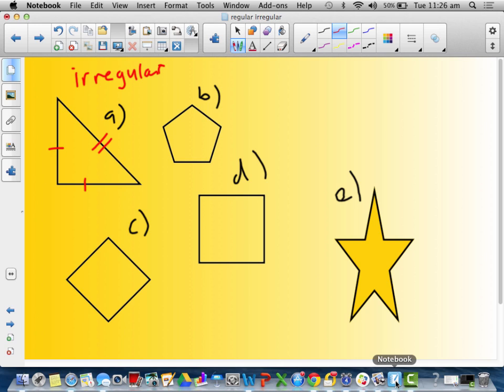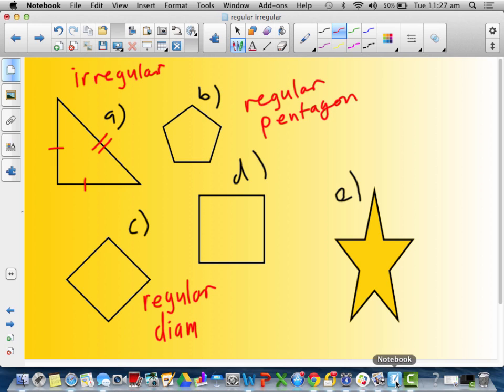What about B? Yes, Talia? Yeah, that's a regular polygon. Well, it is a polygon, but to be more specific, it's a regular pentagon. Great. What about C? What do you have for that one, Jay? Yeah, it's a diamond. Yep, good. You could call it a square on its side, or a regular diamond, or the more mathematical word, which starts with Q. It's a quadrilateral. It's just on its side, isn't it?